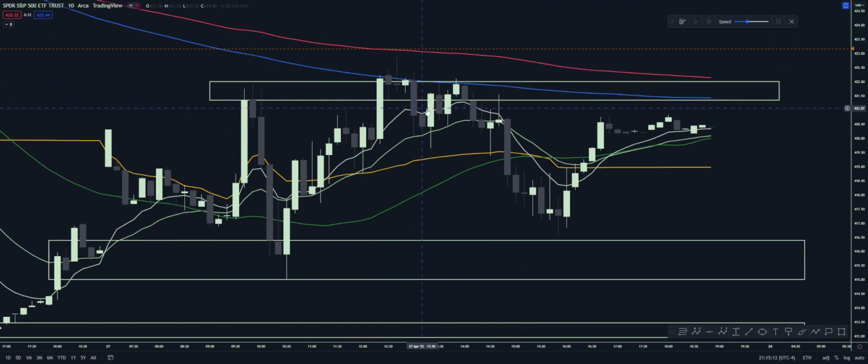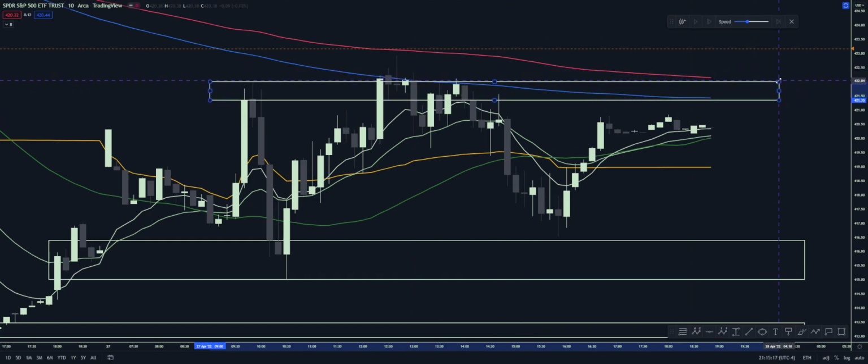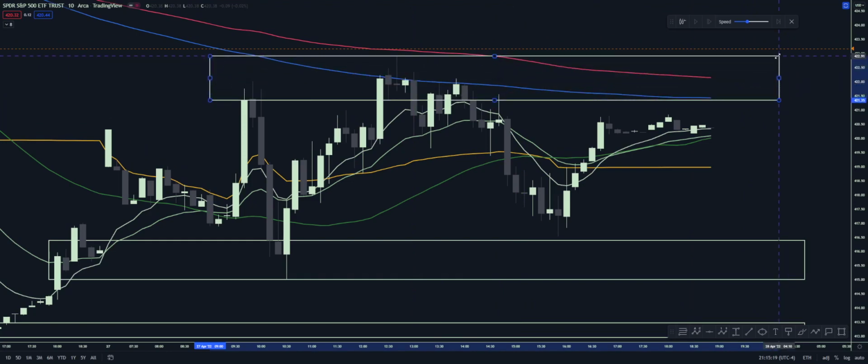After it got smacked back down is when I extended my zone. We then saw it start to curl in, but reject. So now I could have played this rejection. I had my zone adjusted. So here at like 210, you see a nice rejection. That could have been a potential opportunity.